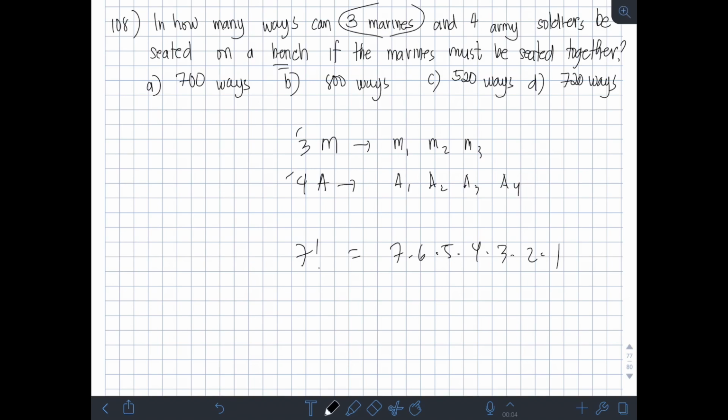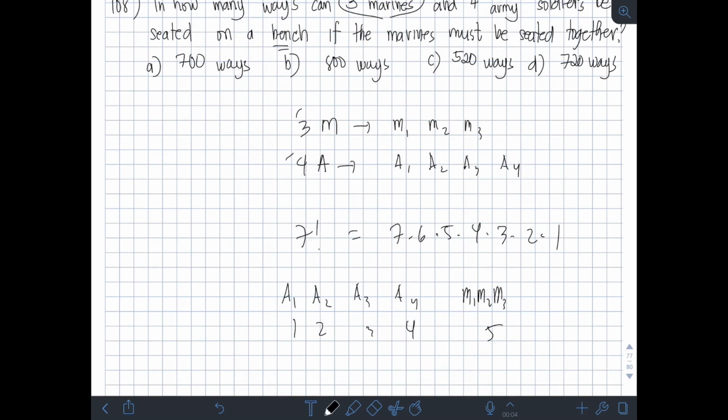So, pwede natin gawin is, i-treat natin as one group itong 3 Marines. So, itong mga Army as 1 pa rin. So, 4 Armies. So, A1, A2, A3, A4. And then, gagawin kong as 1 group itong tatlong Marine. So, parang M1, M2, M3. Magkakadikit sila kasi together. So, in total, ilan yung magiging tao natin? 1, 2, 3, 4, 5. Kasi itong M1, M2, M3 is treated as 1 kasi magkakatabi sila. So, pwede natin hanapin yung arrangement ngayon nitong 5 persons na lang na 5 factorial.